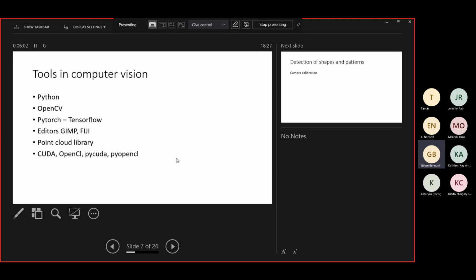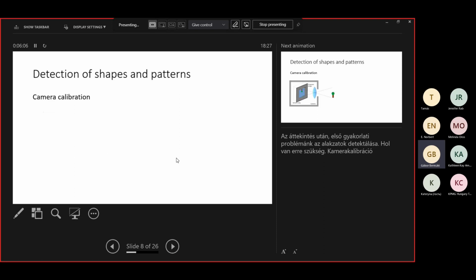Okay, let's start with detection of simple shapes and patterns, like 50 years ago. So why do we need detection of shapes and patterns when we can recognize pedestrians and cats and dogs and everything? One particular use case is camera calibration.